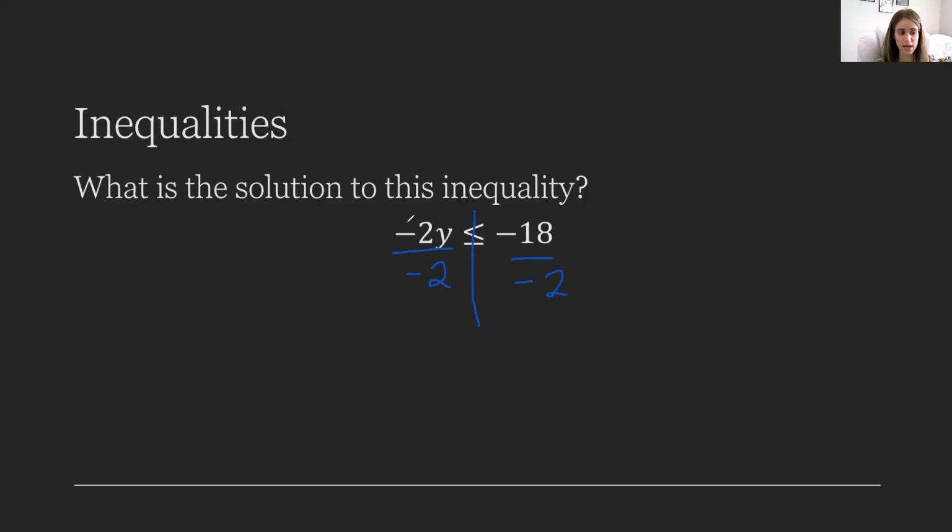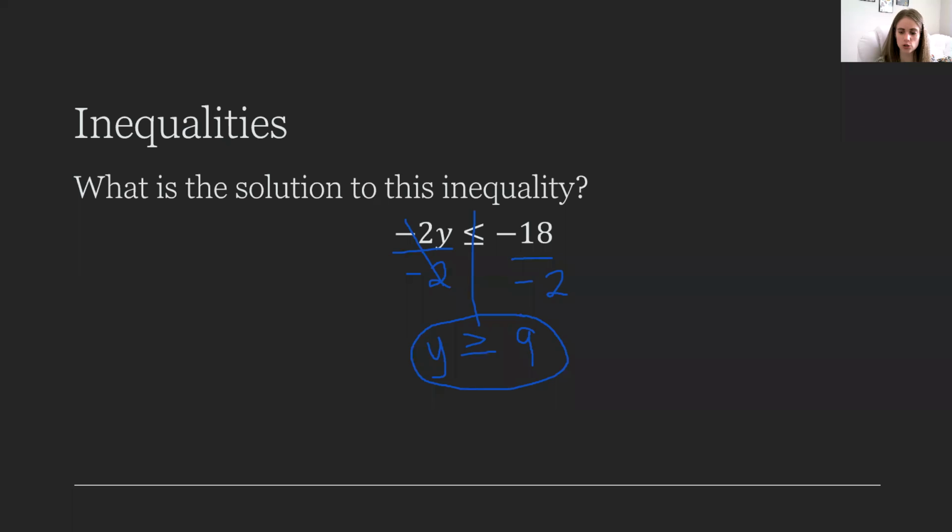The inverse of negative 2 times y would be dividing by negative 2. Negative 2 divided by negative 2 is 1, and we're left with y. Because I divided by a negative number, I have to flip my inequality sign. It now becomes greater than or equal to. And negative 18 divided by negative 2, a negative divided by a negative is a positive. We are left with y can be any number greater than or equal to 9. Okay, so that right there is the only difference when it comes to solving. If you multiply or divide by a negative, you must flip the inequality sign to keep it a true statement.